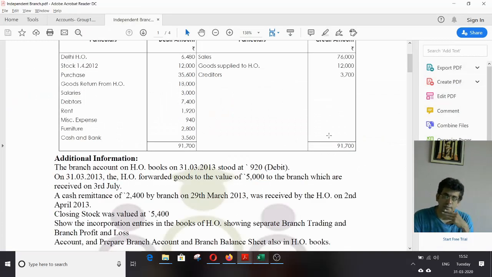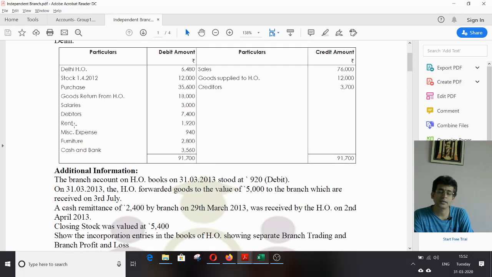Then furniture, it's an asset that will show when we prepare the balance sheet and we will pass incorporating entries for that. Cash and bank balance also will be taken as a part of your assets. So apart from the Delhi head office balance, furniture, debtors, cash at bank, 1, 2, 3, 4. We have considered everything on the debit side of the trial balance.